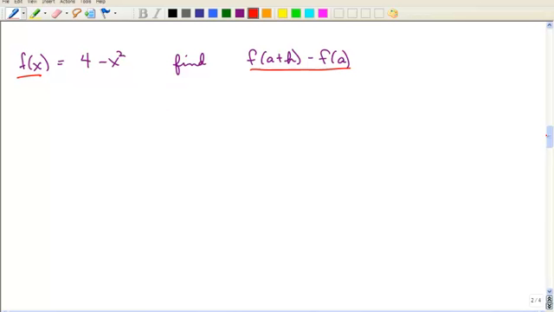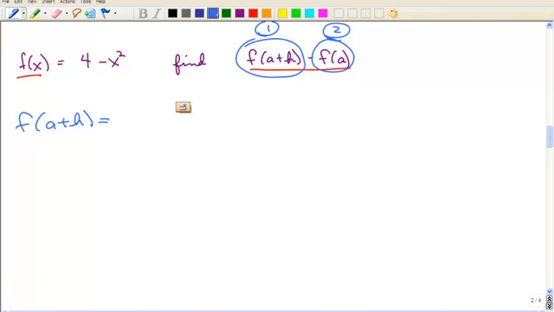I want to do this in 2 steps. You don't have to, but I'm going to break it down. The first thing I'm going to do is this one, and then I'm going to do that one, and then I will subtract it. So let's see, f of a plus h. So again, every place there is an x, I'm going to replace it with a plus h.